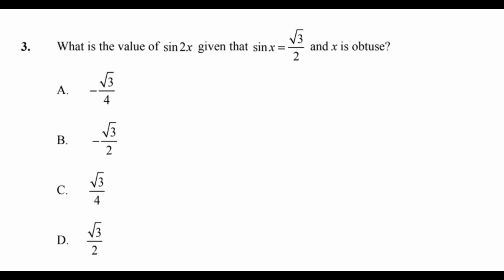I came across this question on the Board of Studies forum where a student was indicating that they were struggling to work out the answer. So I thought it looked kind of interesting, so probably worth working through. The question reads, what is the value of sine 2x given that sine x equals root 3 on 2 and x is obtuse? And I think it's that final part, x is obtuse, that makes this question a little bit interesting.